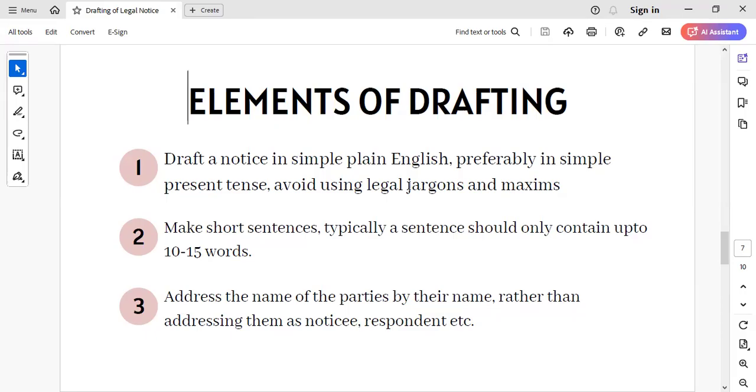Injuria sine damnum, damnum sine injuria. Even the lawyer doesn't know, even the student doesn't know. So how will the other person know? Okay, this you should avoid.